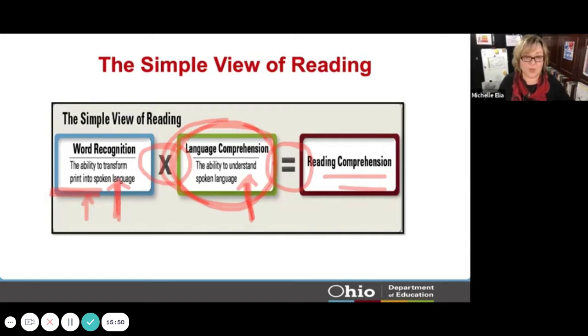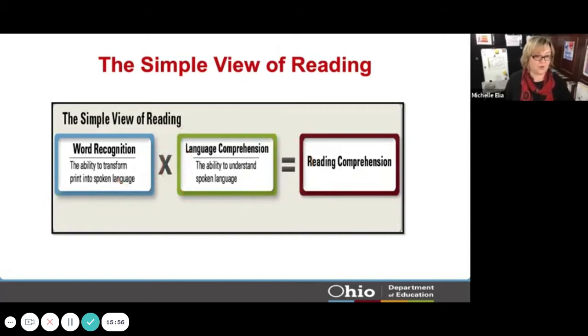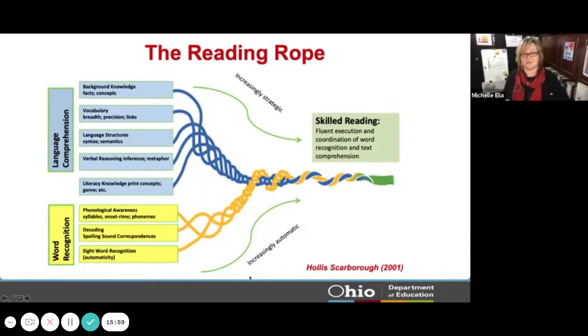Now, you could be wondering, okay, what are the individual subcomponents of these two things? These seem like pretty vague concepts. So that's where we have another theoretical model, and that's Scarborough's reading rope. Hollis Scarborough originally developed the reading rope as a way to communicate all of the necessary components of reading instruction. And Carolyn actually mentioned, which I thought was really interesting, that she originally designed this for parents, which I found fascinating.